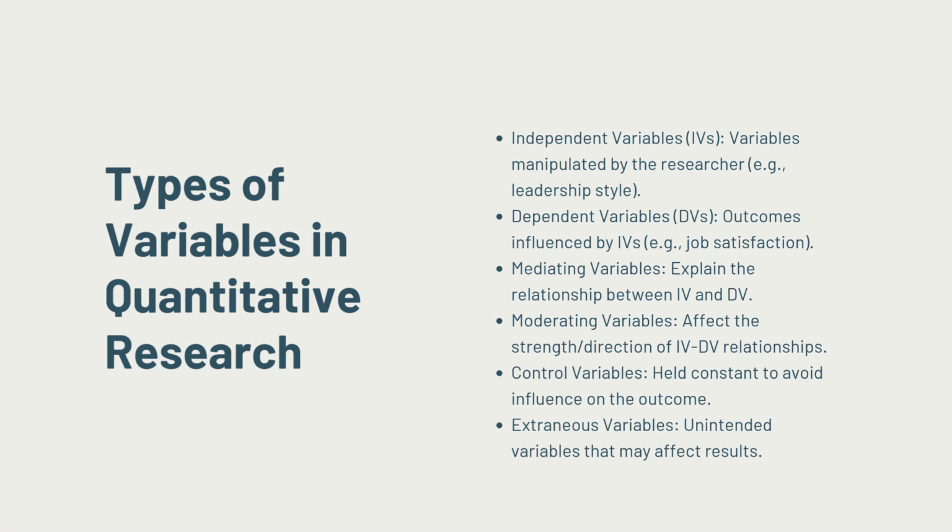Next is moderating variables. These variables affect the strength or direction of the relationship between independent and dependent variables. So they are affecting the relationship itself, and they are not like mediating, wherein they connect between the independent and the dependent. No, in the case of moderating variables, they affect the relationship between IVs and DVs. So, for example, the relationship between leadership style and productivity might be stronger in certain situations like high stress work environments. So, in that case, the level of stress here would be a moderating variable.